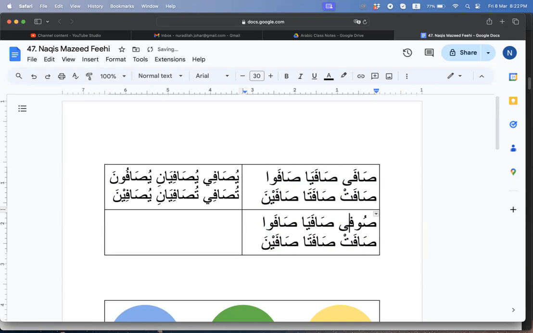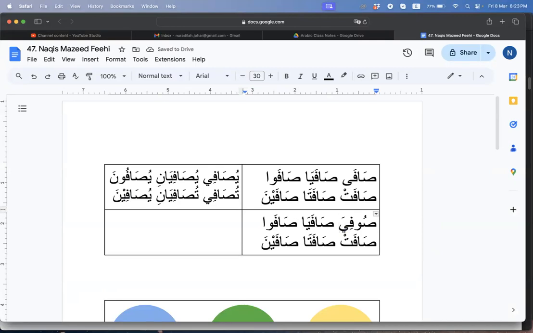Yes, very good. And then fa, put kasra, and then this one. Sufi. Okay, this one. This time always maintain. No, no. For majhul, it will always end with ya fathah.